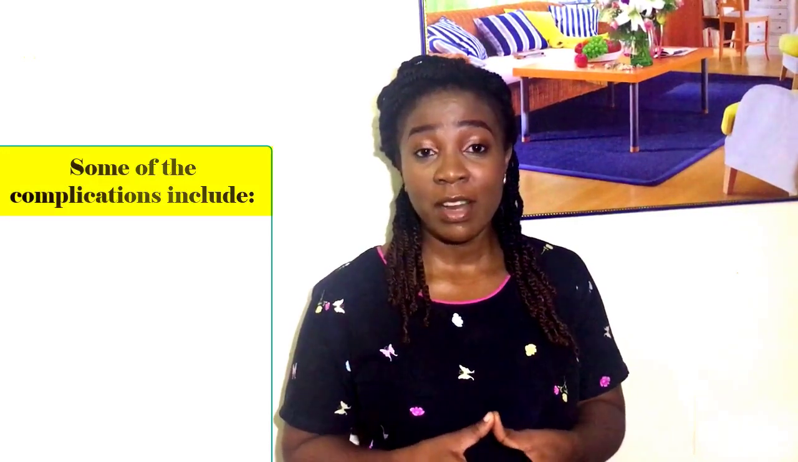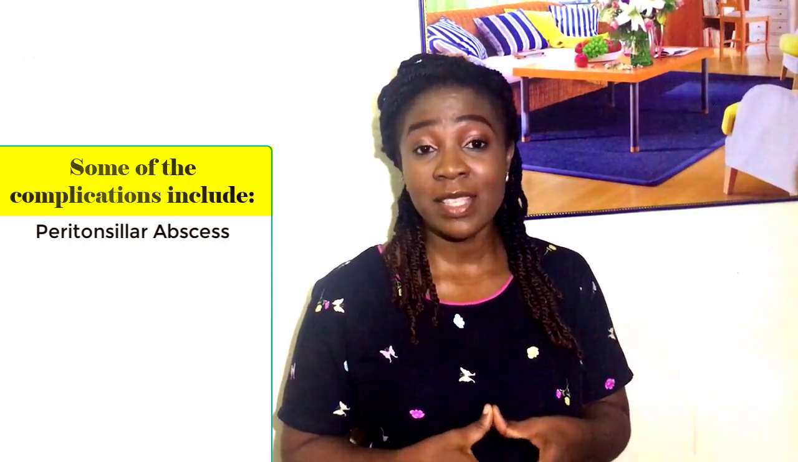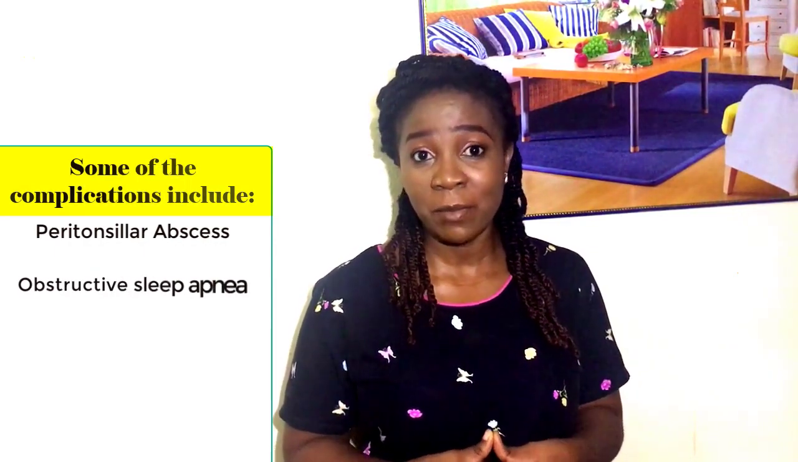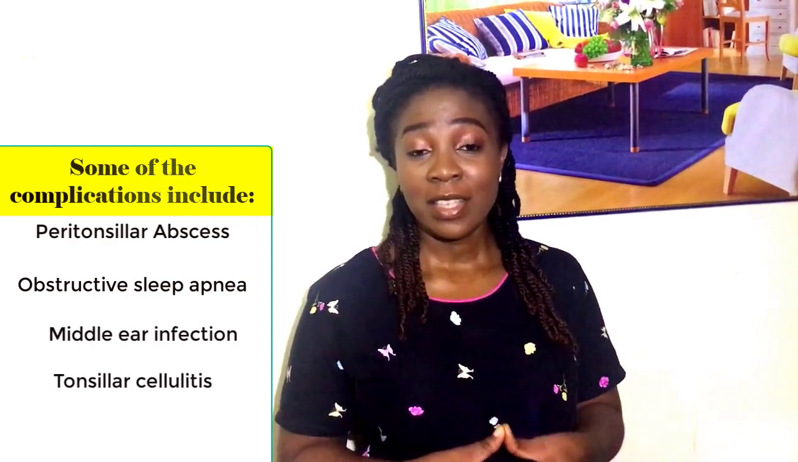Complications usually happen only if bacteria caused the infection. Some of the complications include a collection of pus around the tonsils, that's peritonsillar abscess, breathing problem or breathing that stops and starts while sleeping, that's obstructive sleep apnea, middle ear infection, tonsillar cellulitis, or infection that spreads and deeply penetrates nearby tissues. If the streptococcal infection or the strep infection is not treated, it could lead to more serious problems like rheumatic fever, which can cause temporary nervous system disorder, scarlet fever, which causes bright red rash that looks and feels like sandpaper, a kidney infection, and sinusitis.